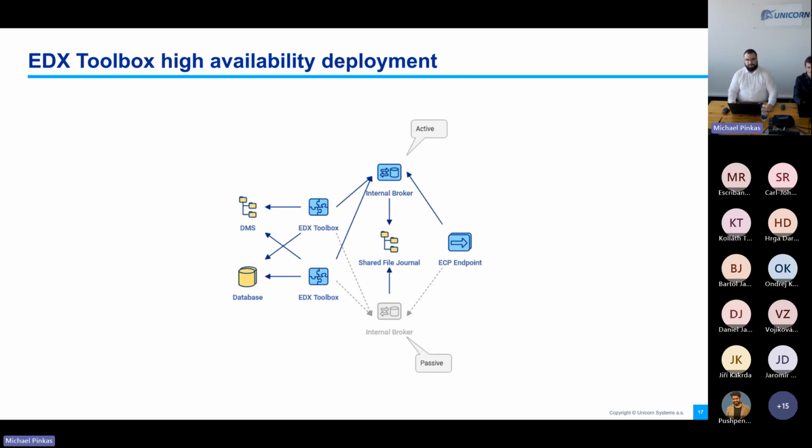And regarding the toolbox availability deployment, it's pretty similar to the ECP one. You can again see 2 nodes of EDX toolbox connecting to the same external database and to the shared DMS storage. So in this case, it will again be some shared storage, and also connected to 2 nodes of internal broker, where again one of them is active, the second one is passive, and they both connect to the same shared file journal.